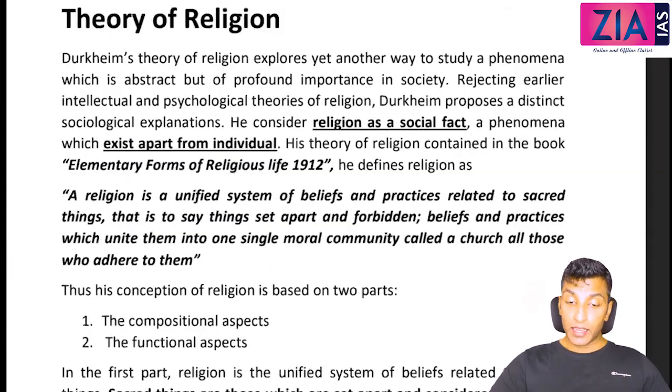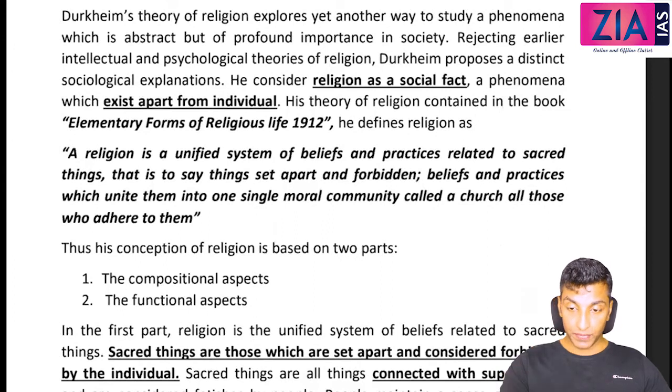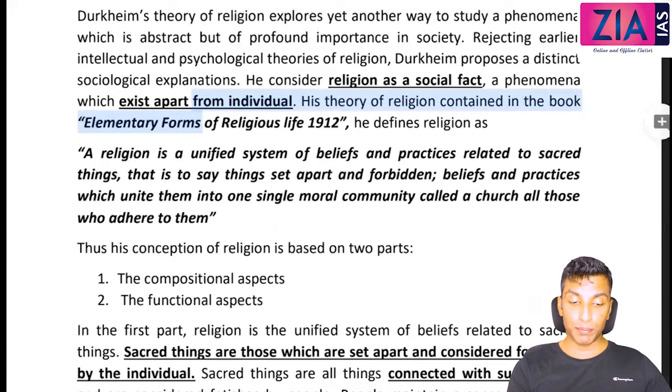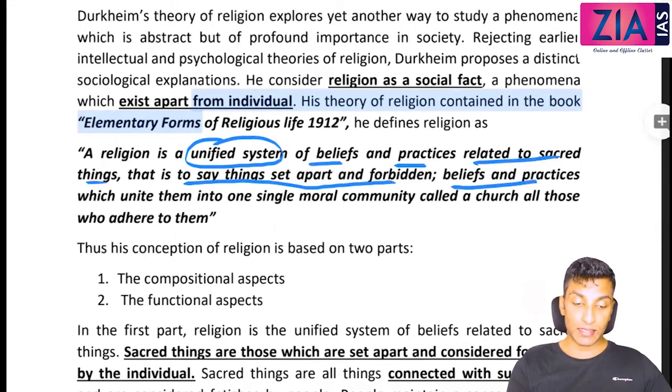He considered religion as a social fact, that is, a phenomenon which comes into existence on its own and is independent in its existence. That means it exists apart from the individual. His theory of religion is contained in the book Elementary Forms of Religious Life, and he defines religion as a unified system of beliefs and practices related to sacred things, that is to say, things set apart and forbidden, beliefs and practices which unite them into one single moral community called a church, all those who adhere to them.